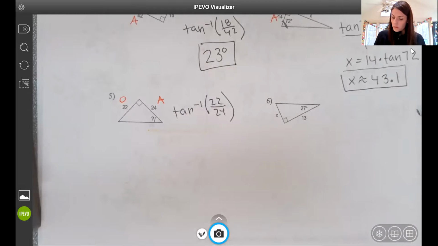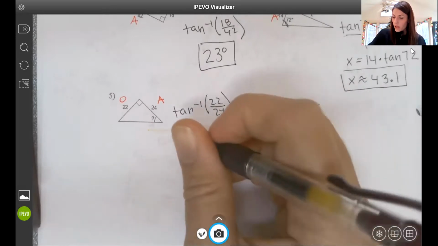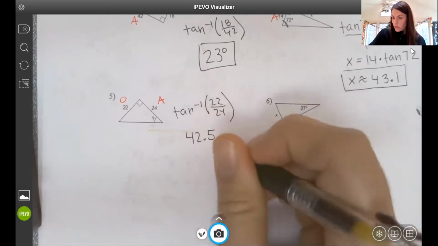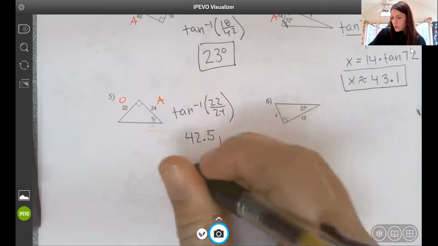That's a tiny angle. Oh, I typed it in wrong. 22 over 24 gives me, rounding to the nearest degree, 42.5 something, so I'm going to write that as 43 degrees to the nearest degree.